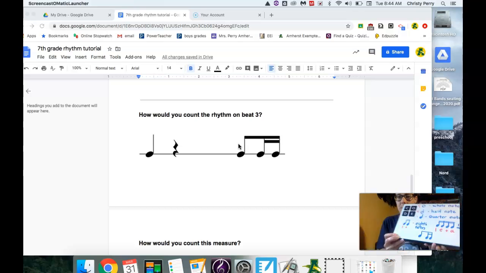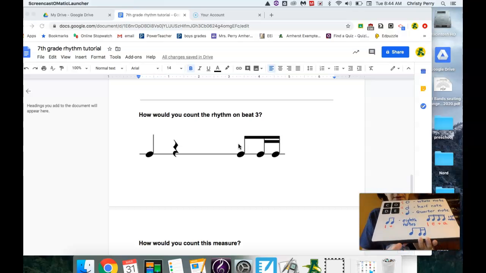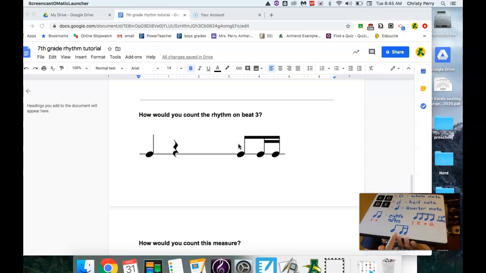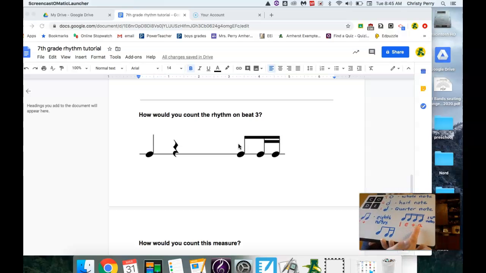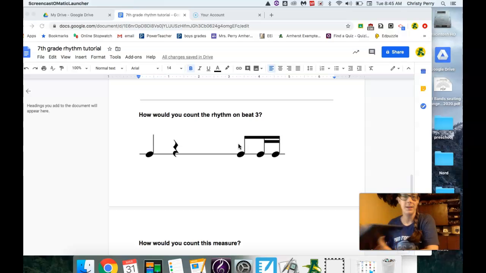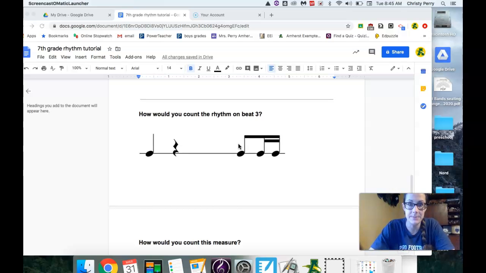Whoa, let's go back to my whiteboard here. We found beat 3. It looks just like this. We know that it's starting on count 3, so this first one is 3. And we have 2 16th notes following it, and they happen to be the last 2 16th notes in the beat. So I go right here, and 3 and 1, 2, 3 and. So you would count the rhythm on beat 3, 3 and 1, 2, 3 and. Okay.